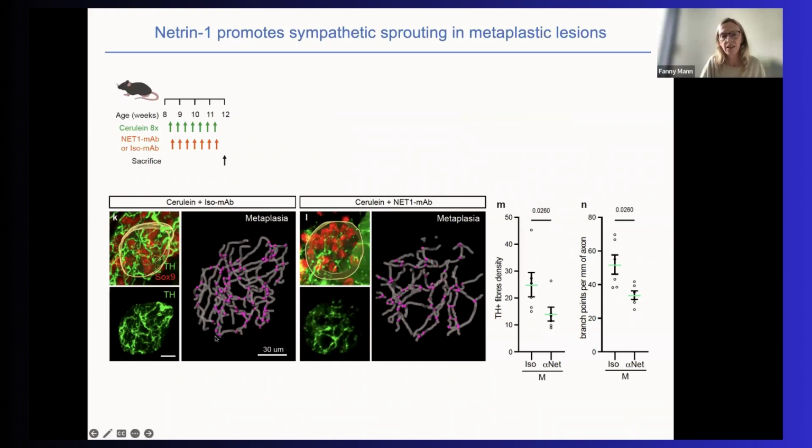So here are reconstructions of the sympathetic innervation of the metaplastic lesions in the control and the anti-netrin-1 treated lesions. And we found that blocking netrin-1 decreased both axonal density and axonal branching in the metaplastic lesions. So we wanted to confirm these results using a genetic approach, and also to identify the relevant source of netrin-1 for the sprouting of sympathetic axons.